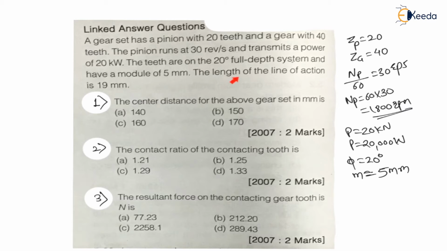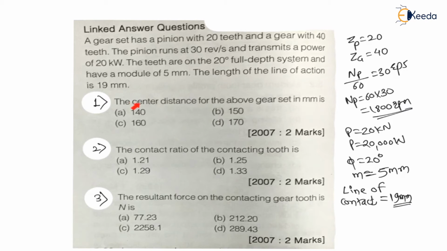Then after that, the length of the line of action is 19 mm. Length of line of action is nothing but line of contact, and we have derived the equation for line of contact. We have seen this. On this I have made a very big video, the length of the video is very high, and I have made videos on line of contact, arc of contact and contact ratio, right? That you can see in the theory lectures.